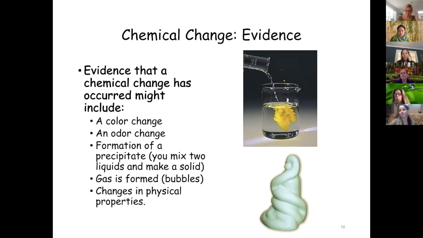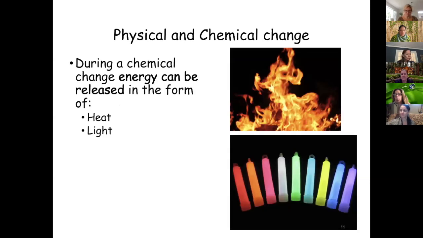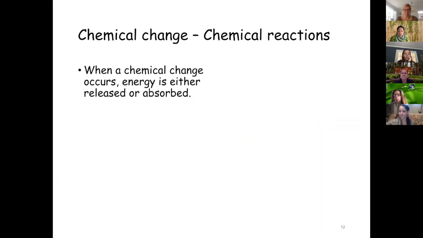So if you just tear a piece of paper in half, you still have two pieces of paper. It hasn't changed. If you burn paper, what do you have? Then you have a bunch of ash and heat and light. Physical and chemical change. During a chemical change, energy can be released in the form of heat, like you're seeing here with the picture of the fire, or in the form of light. Also important to remember is that when a chemical change occurs, energy can either be released or absorbed.